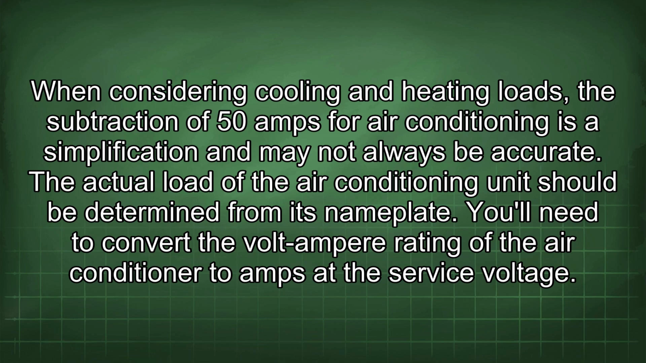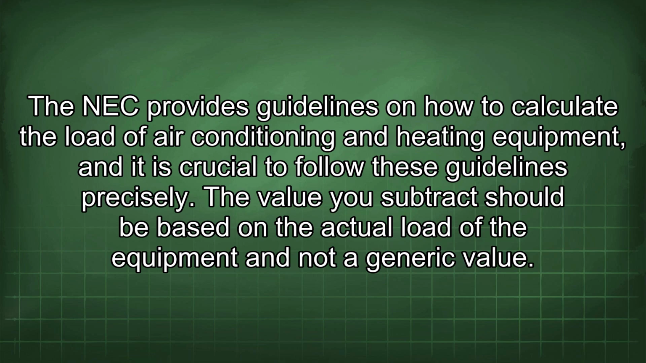When considering cooling and heating loads, the subtraction of 50 amps for air conditioning is a simplification and may not always be accurate. The actual load of the air conditioning unit should be determined from its nameplate. You'll need to convert the volt-ampere rating of the air conditioner to amps at the service voltage. The NEC provides guidelines on how to calculate the load of air conditioning and heating equipment, and it is crucial to follow these guidelines precisely. The value you subtract should be based on the actual load of the equipment and not a generic value.